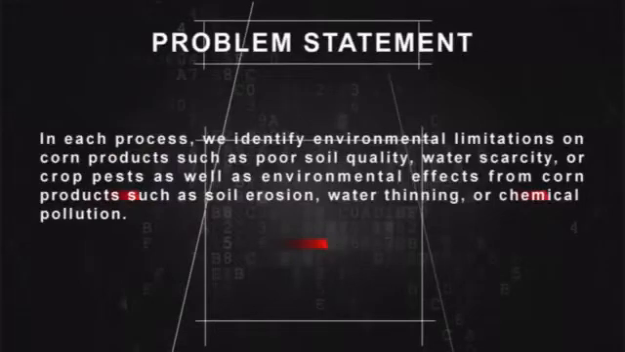In each process, we identify the environmental limitations on corn production, such as poor soil quality, water scarcity or crop pests, as well as environmental effects from corn production such as soil erosion, water thinning or chemical pollution.